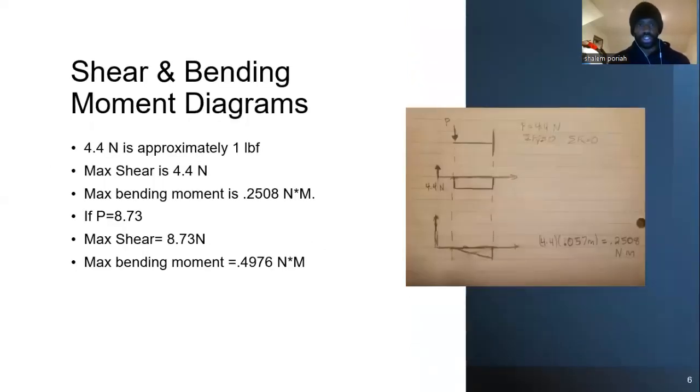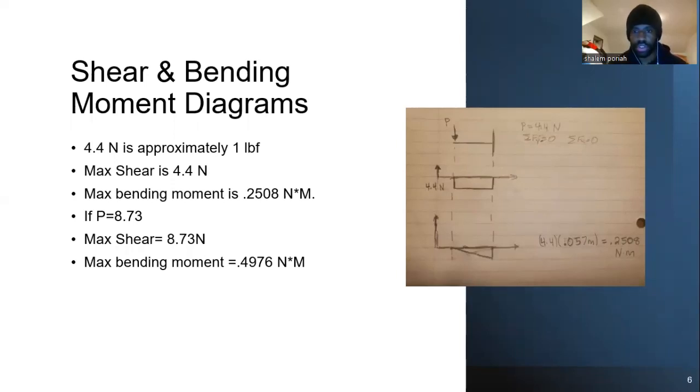So now we can move on to the shear and bending moment diagrams. Here it is modeled with P being 4.4 newtons. You can do your sum of the forces equals 0, and then solve for what those values are. Since we just have a fixed end and an applied force at the end where P is, the shear force is 4.4 newtons, and then it drops back down to 0 as you hit the fixed point. Below that we have our bending moment diagram.